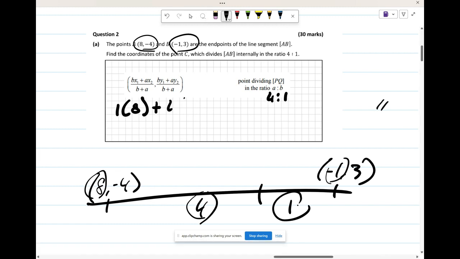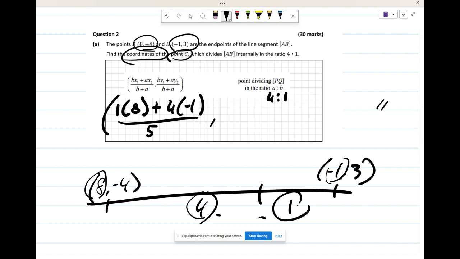So that's 4 times -1, and all that's going to be over b plus a, so that's just 4 plus 1, so that's 5. So it's going to give this to us. We're trying to find the coordinates of the point C, which divides the line. So this here is going to be point C, and we're going to plug this into our calculator. That's just going to be a number. That's going to be the x coordinate of our point C. So this is going to have x, y. And so now we're going to find the y coordinate.